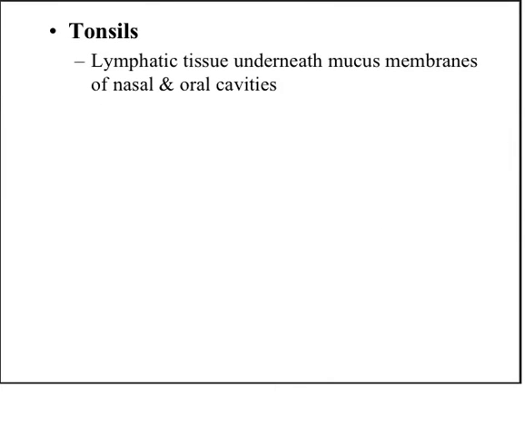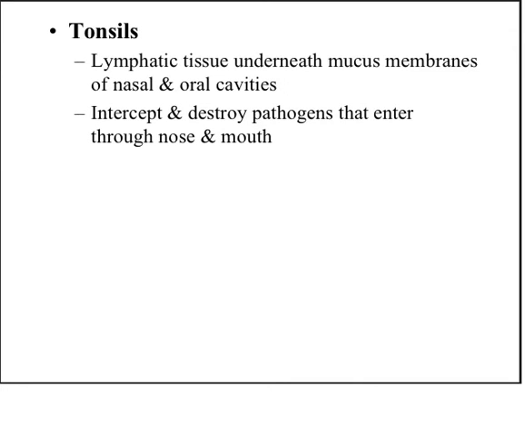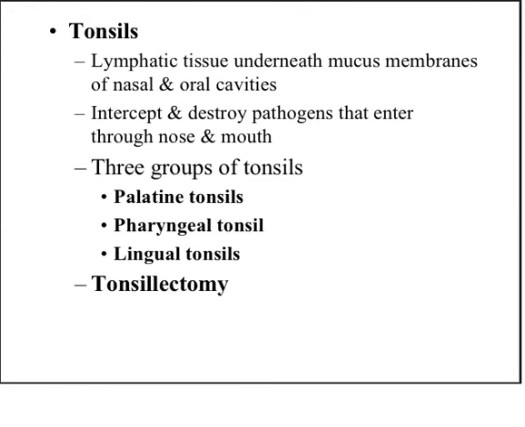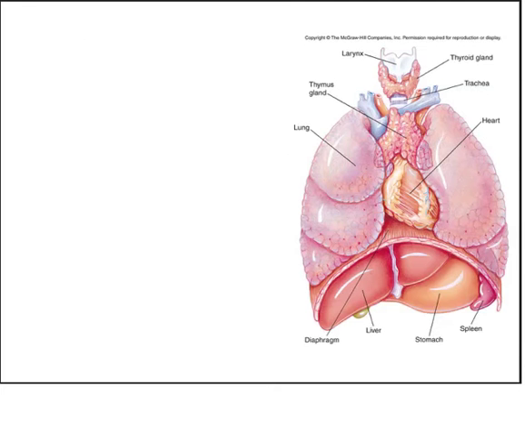The tonsils are lymphatic tissue underneath mucous membranes of the nasal and oral cavities that intercept and destroy pathogens that enter through the nose and mouth, major ports of entry for pathogens. There's 3 groups of tonsils: the palatine tonsils, the pharyngeal tonsils, and the lingual tonsils. A tonsillectomy is where we remove tonsils that have become so infected with pathogens that the tissue becomes necrotic and then serves as a source rather than a prevention of disease.